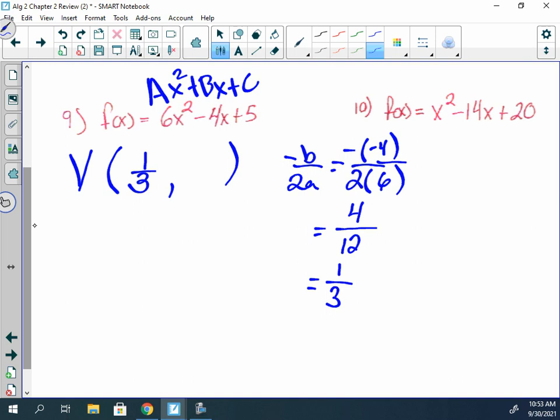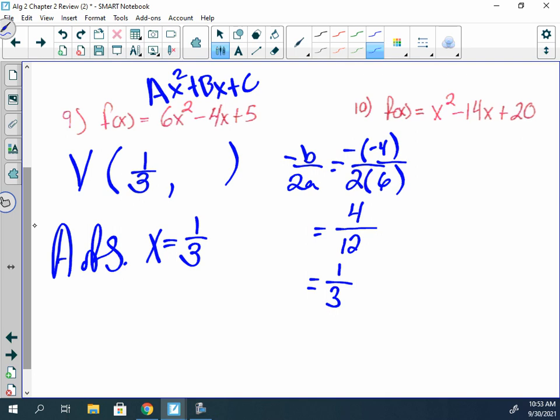Now it also tells me the axis of symmetry would be what? Or we'll count off if you just put 1/3. What is it? X equals 1/3. Is x equals the only type of axis of symmetry that we can have? No, we also have y equals, yes?